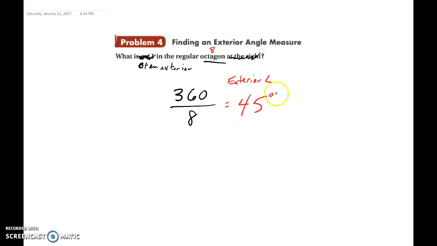All right, and that would be your final answer. So regardless of what the image looked like and where angle 1 was, since it's a regular octagon, all the angles would be equal to 45 degrees. So this is 45 degrees. All right, that's our final answer. That's the final video for this section, and you'll now move on to section 2.